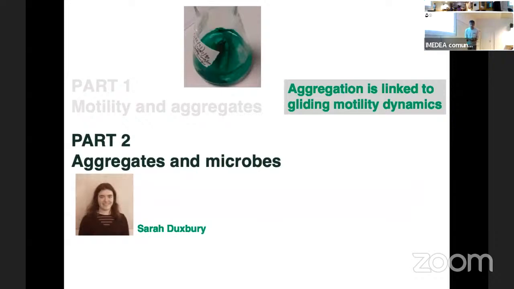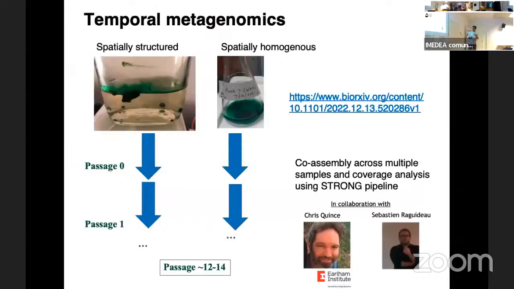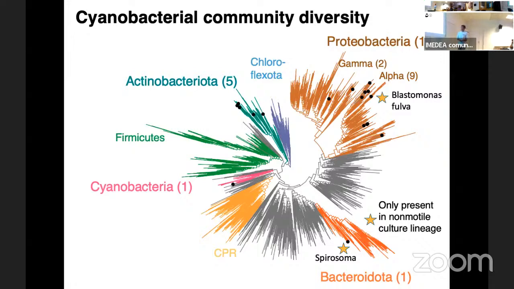30 minutes? Yeah. Okay. Let's switch gears and talk a little bit about the microbiology side. I already told you we have a community here, and the cyanobacteria is not on its own. We've been exploring this with Sarah in the lab. The idea was to do sequencing over time. As we subculture these cultures, we take samples and we sequence them. We wanted to see which species are there and how they change over time in terms of population size.